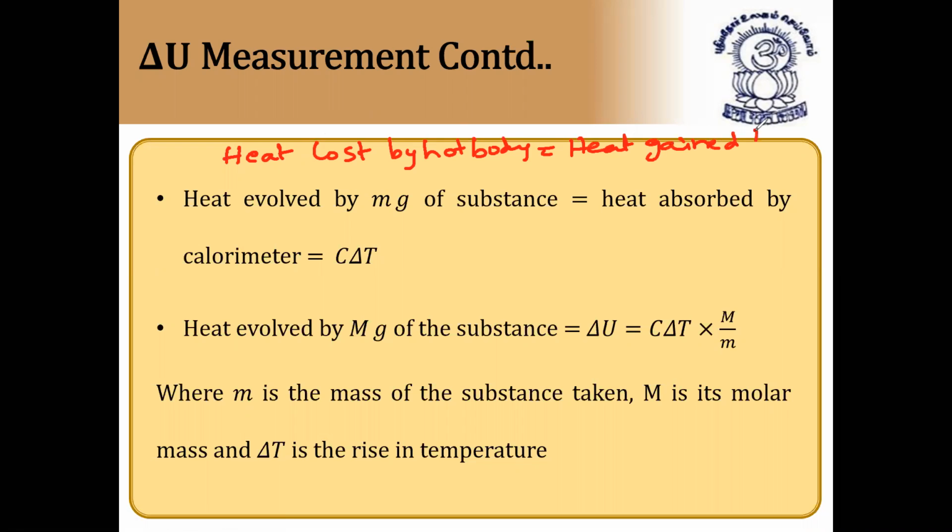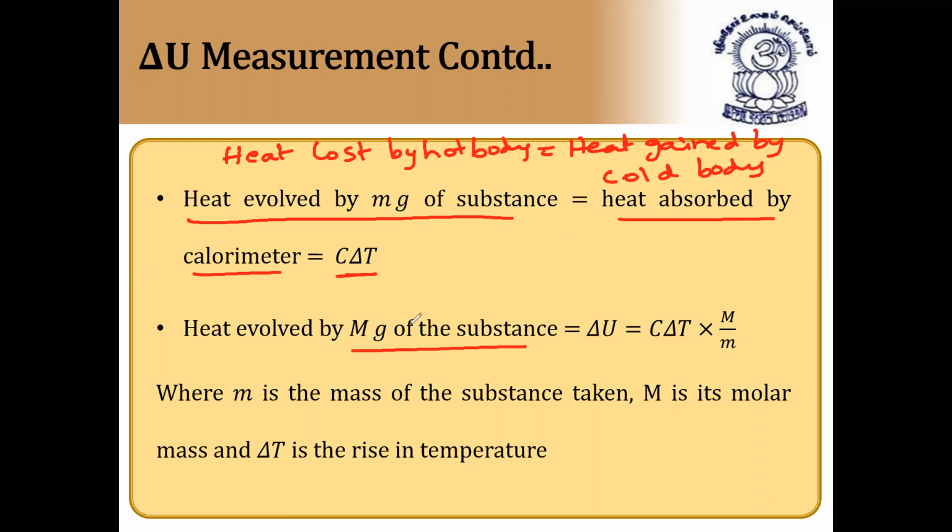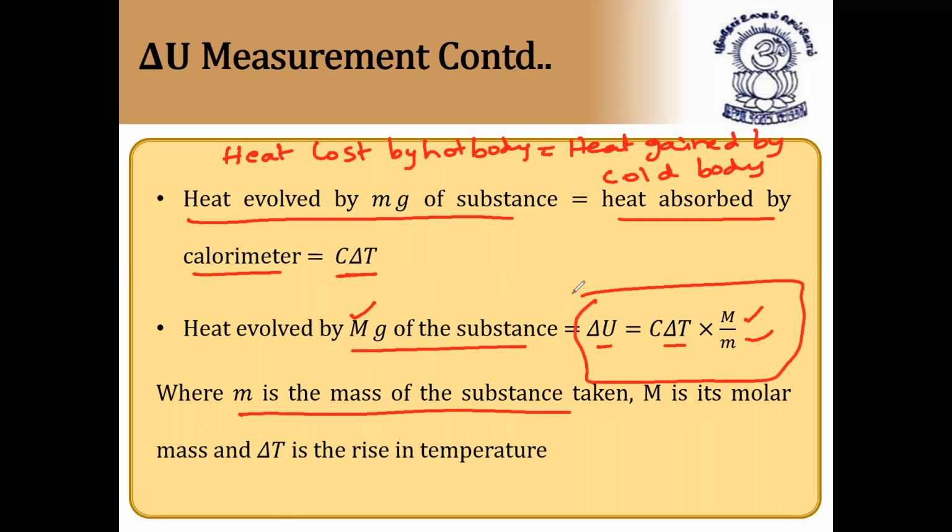We have done this at school level also, so in 11th class we'll change it. Heat evolved by m grams of substance is equal to heat absorbed by the calorimeter, that is C delta T. So delta U is equal to C delta T into small m by capital M, where capital M is the molar mass, delta T is the temperature change, and small m is the mass of the substance. This is the formula we use for finding delta U. I hope it is clear.